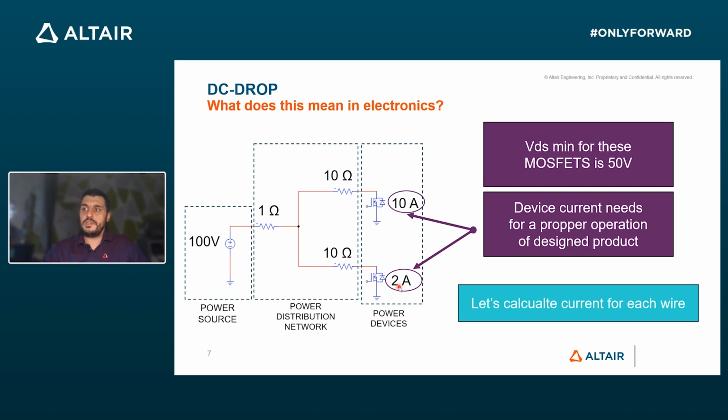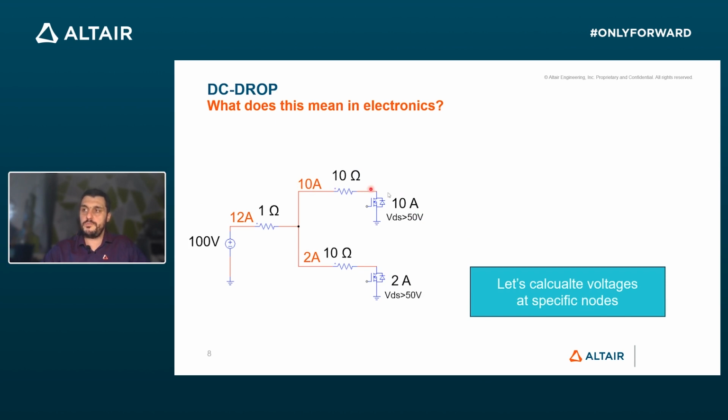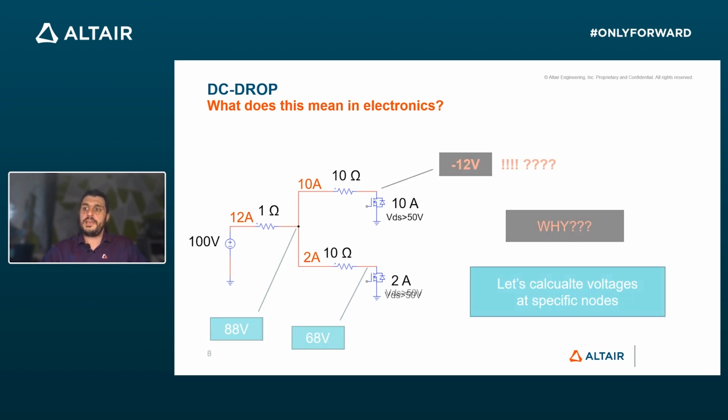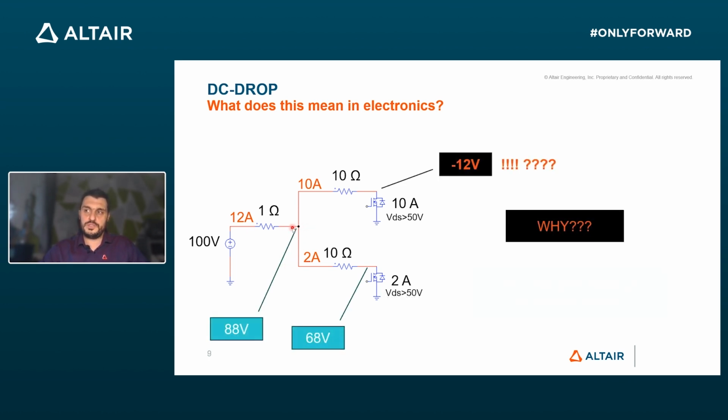So looking at this system, let's calculate the current for each piece of this system. We have 10 amps at the top branch, 2 amps at the bottom branch, a sum of 12 amps, which we try to draw from the 100-volt system. Now, using the resistors, we can recalculate it to the voltage drops, and we can find the node voltages here. So we have 88 volts at this branch, and then for the lower transistor we have 68 volts.